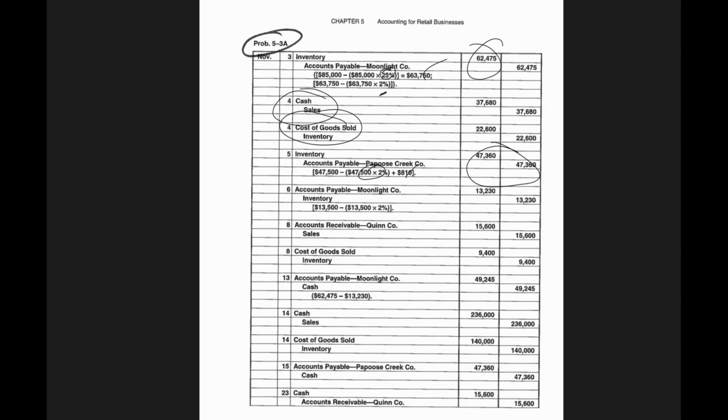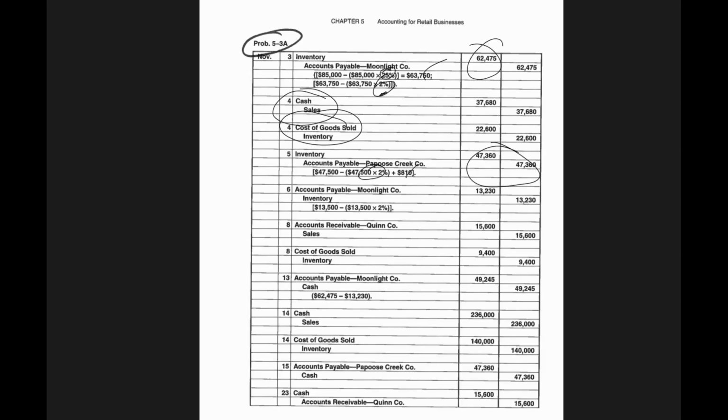On the 6th, we returned some merchandise. The invoice was $13,500, $18,000 list price with a trade discount of 25%. Purchased on November 3. So of course we took that 25% off, which is the $13,500, but we also have to factor in we took that 2%.